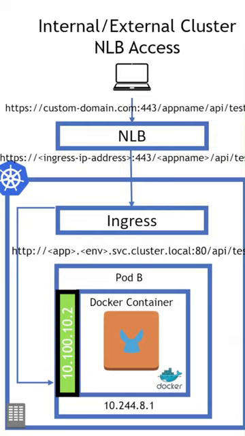A network load balancer can be used to balance the load among controllers. If configured, you can use the network load balancer domain, which in turn will call the ingress, followed by the cluster IP service, eventually making its way to the pod.